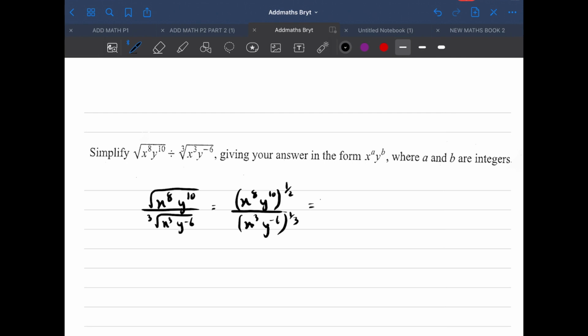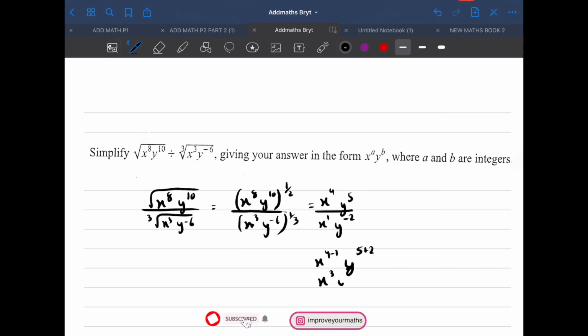So it's going to become x 8 upon 2 makes what? 4. Y power 10 upon 2 makes what? Y power 5. Divide by x power 3 upon 3 makes 1, and y power minus 6 upon 3 makes minus 2. Now let's shift this in the numerator. So plus 1 becomes minus 1 and minus 2 becomes plus 2. It's going to become x cubed y power 7. So my value of a is 3 and my value of b is 7. Got till this point, guys?